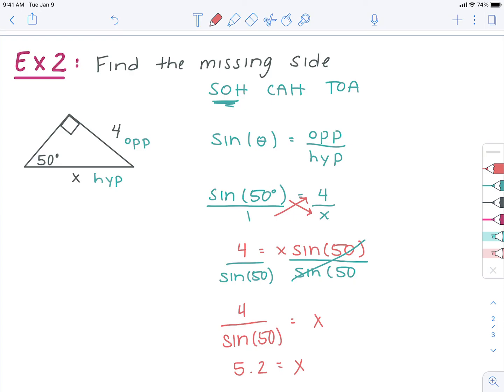And that's as tricky as solving for the missing side can get. So picking out whether to use sine, cosine, or tangent, and then using Desmos in order to get the actual value for that trig function.